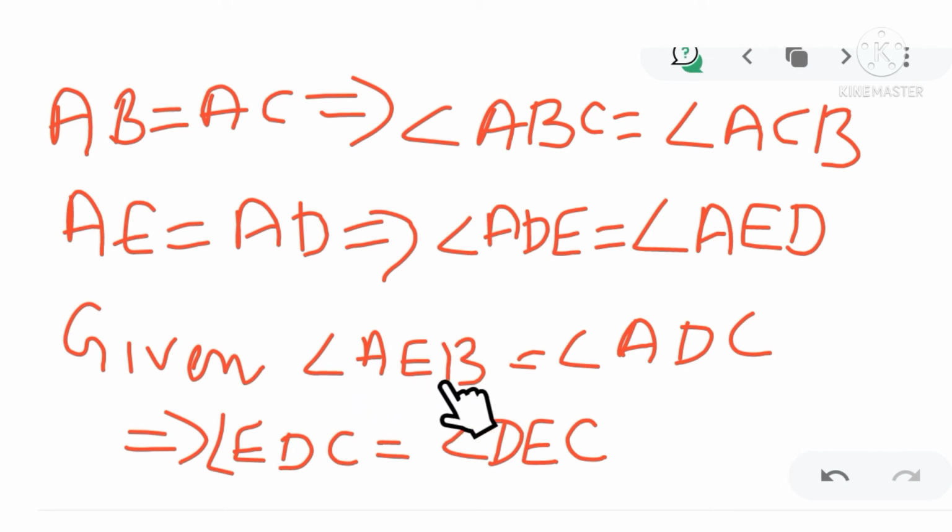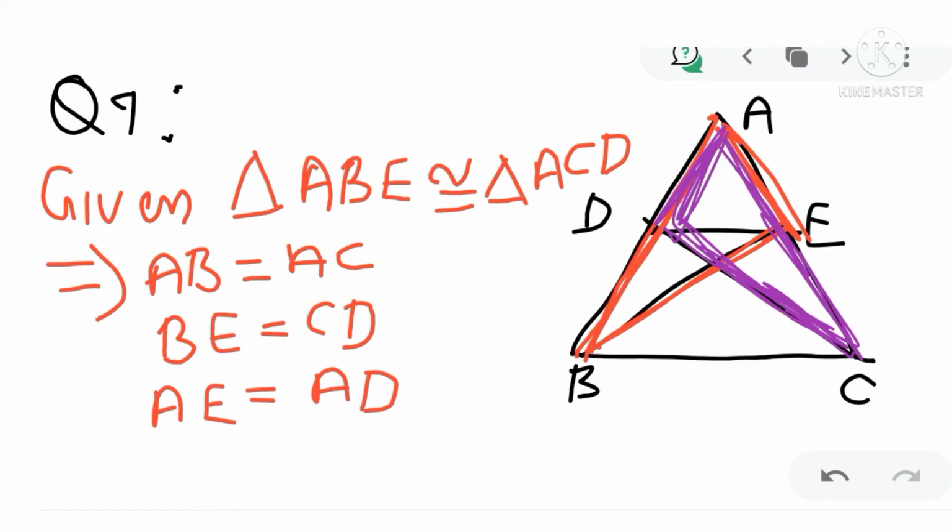But here angle AEB equals angle ADC. Since these two angles, angle ADE and angle AED, are equal, that means the two angles, angle EDC and angle DEB, are equal.